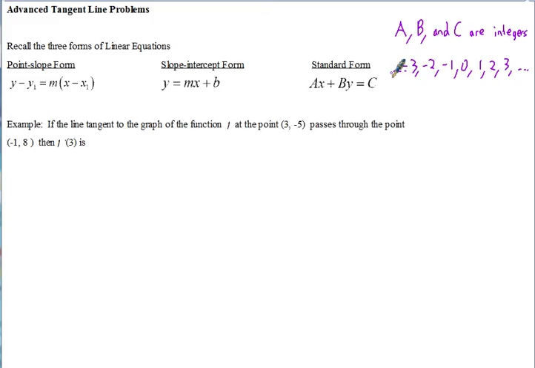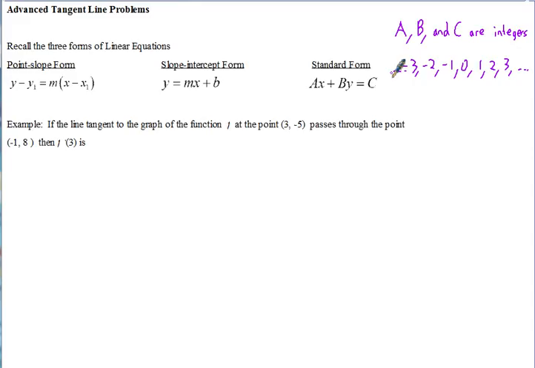Traditional tangent line problems give you the function and the x-coordinate of the point of tangency. So all you have to do is plug in the x-coordinate to find the point of tangency, find the derivative, and plug in the x-coordinate to find the slope. What we're looking at today is some non-traditional ways they could ask you things that involve the tangent line.